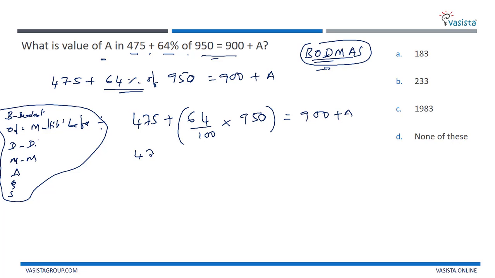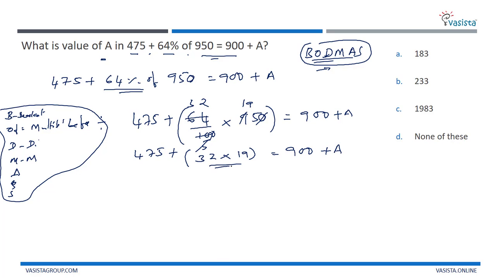Now 475 plus, now you simplify this particular part. The two zeros I'll cancel, the 5 2s are 10... 2 3s are 6, 5 1s are 5, 5 19s are 95. So this will become 475 plus 32 into 19 is equal to 900 plus A.